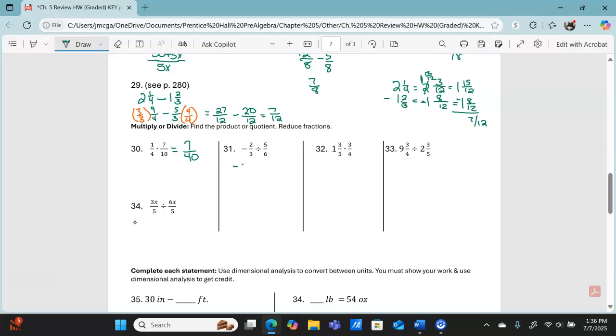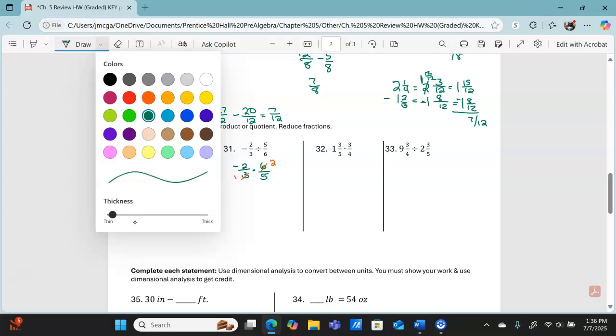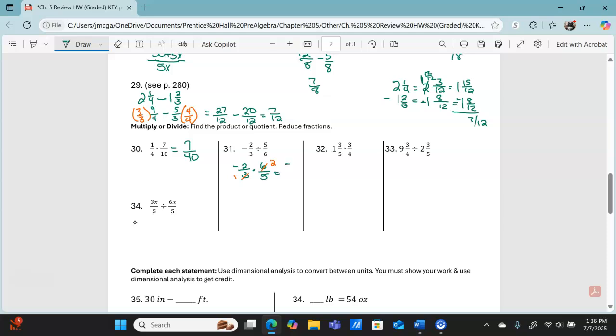On 31, if you have division, remember you need to change it to multiplication. You invert the second fraction and multiply. Now I can do some canceling. 3 divided by 3 is 1. 6 divided by 3 is 2. And then we just need to multiply. And so we end up with negative 2 times positive 2 is negative 4. 1 times 5 is 5. So we end up with negative 4/5.